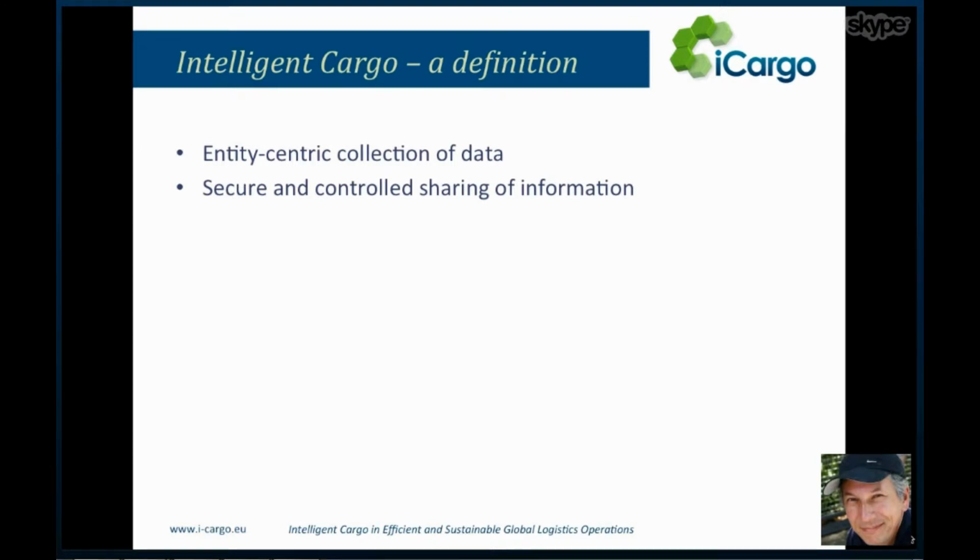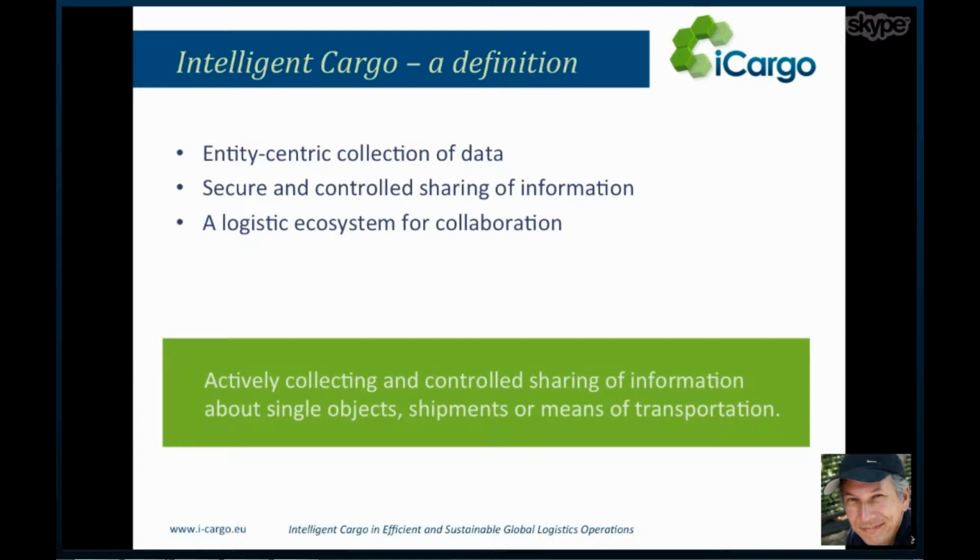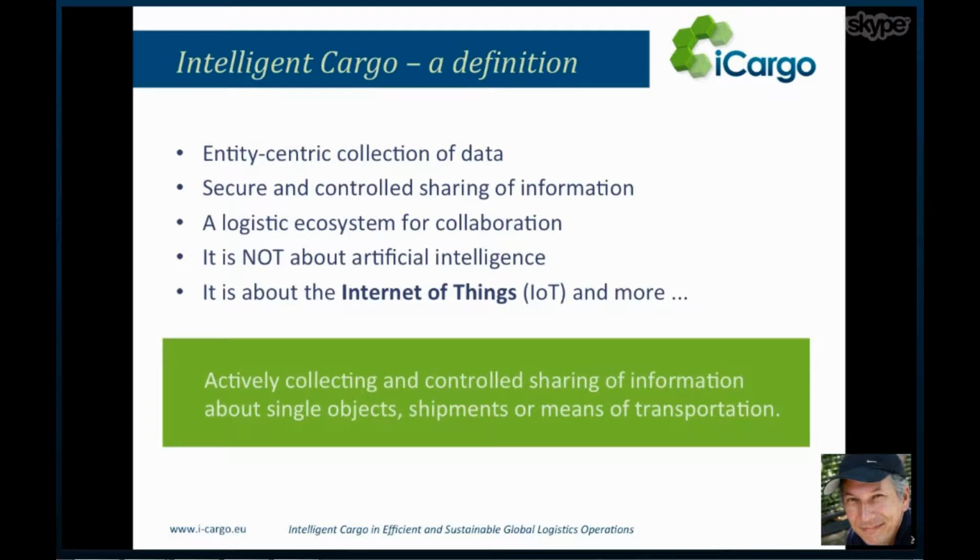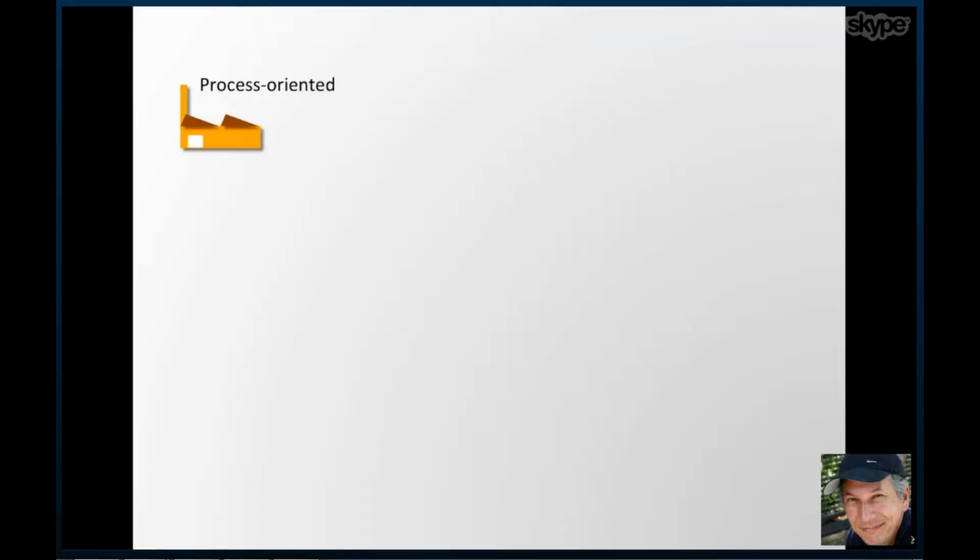So back to the definition of intelligent cargo and the essence of our infrastructure. We use the entity-centric approach, but we also use a logistic ecosystem for collaboration. The aim is to actively collect, control and share information per object, per shipment, or means of transportation. Intelligent cargo is not about artificial intelligence. It's more about the Internet of Things, but you probably got that already from a previous slide.